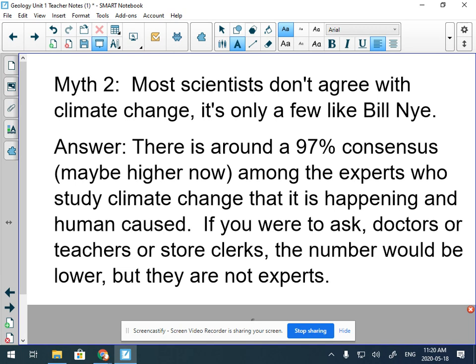Now, if you were to ask doctors, who are very intelligent and went to school for many, many years, if they think climate change is real, it's not going to be 97%. But remember, they're not experts in the field. If you were to ask teachers, it wouldn't be 97%. We don't have access to the research. I haven't been out on ice sheets taking data. Or if you were to ask people who work at Save on Foods, it's not going to be the same percentage.